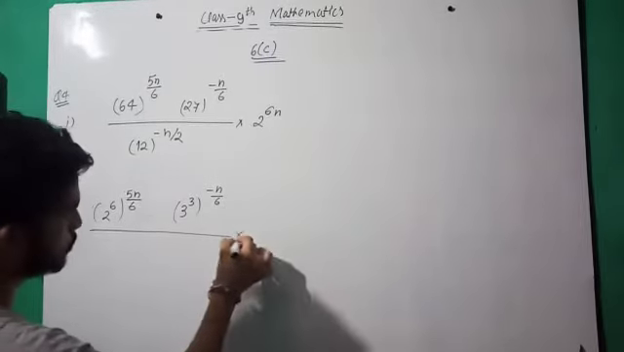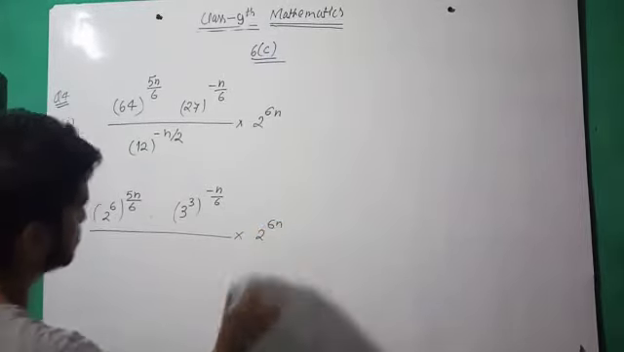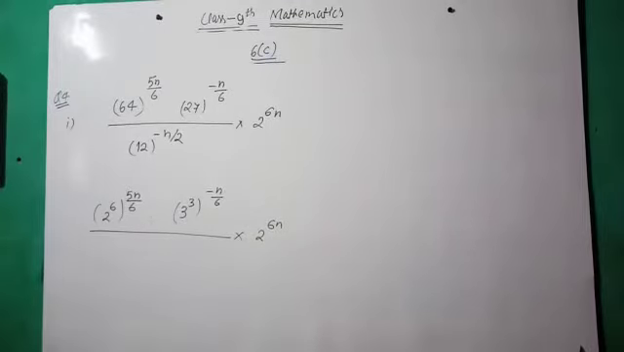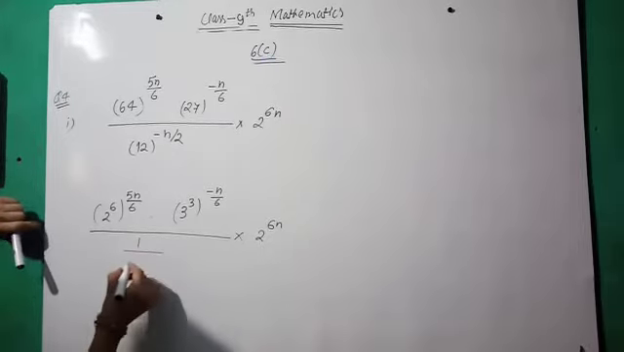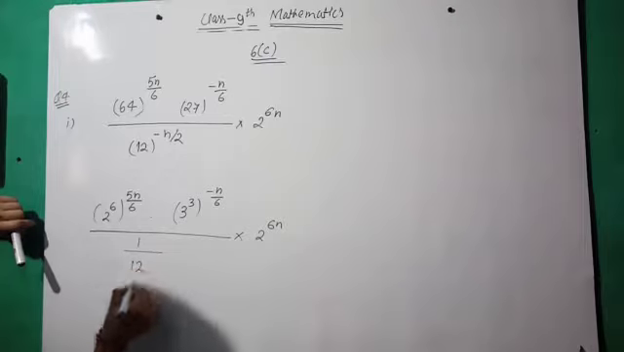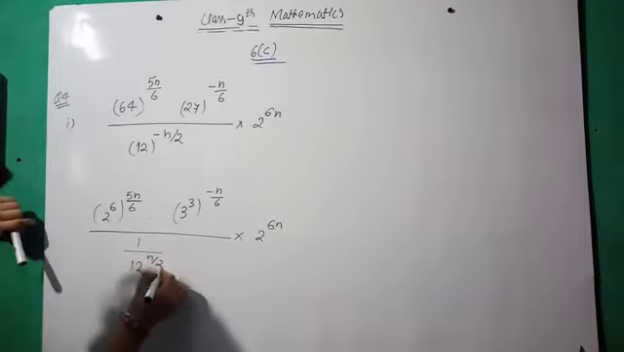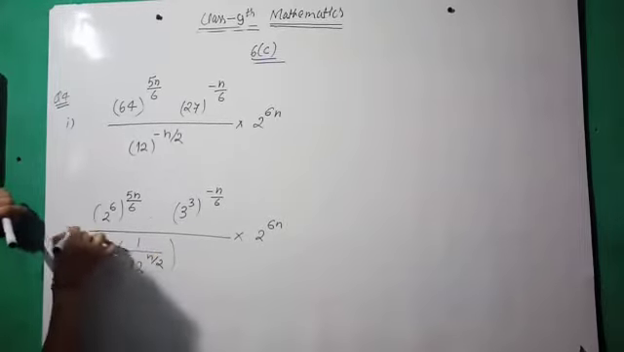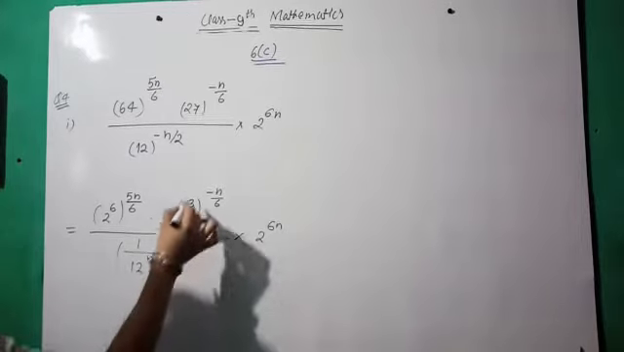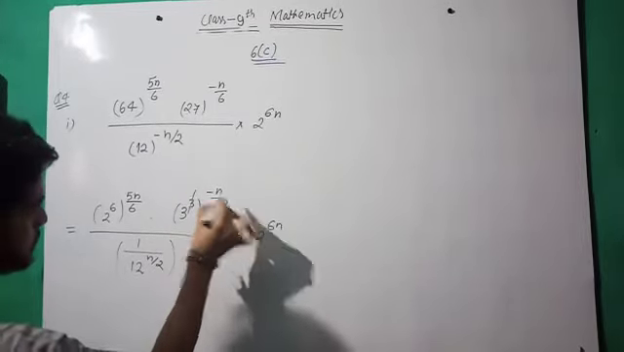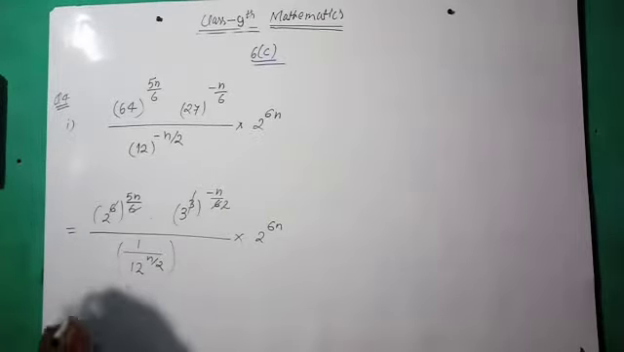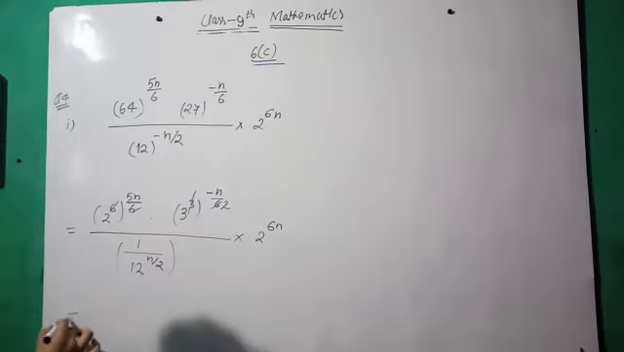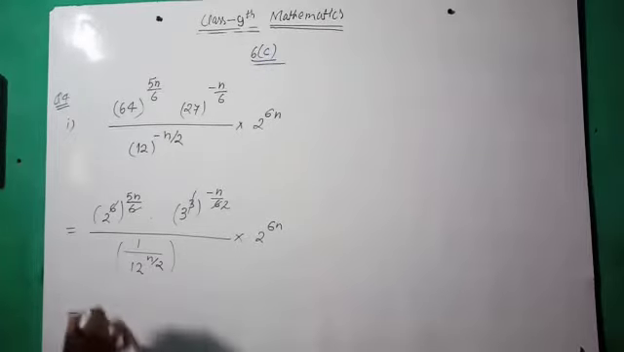Then 2 to the power 6n, and this is 1 by 2. So we can write it as 1 by 12 to the power n upon 2. Yes or no? 1 by 2 to the power n by 2. Just cancel out the common term. 3 will cancel with this, 6 with this. So we have now 2 to the power 5n.